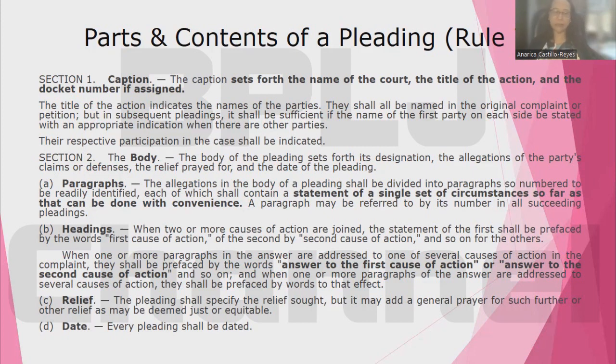Okay, the headings. When two or more causes of action are joined, the statement of the first shall be prefaced by the words first cause of action, of the second by second cause of action. If there is an answer, it should also be divided in such a way that they shall be prefaced by the words answer to the first cause of action, answer to the second cause of action.